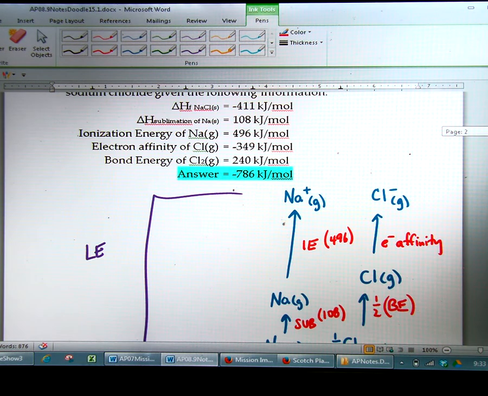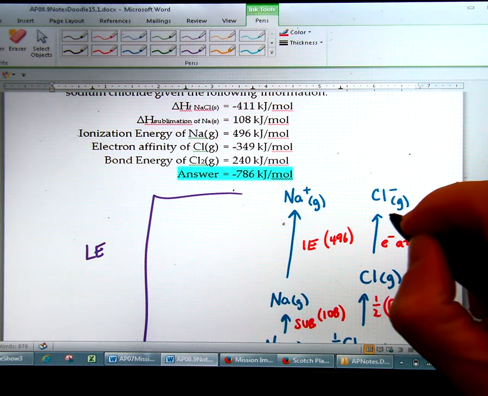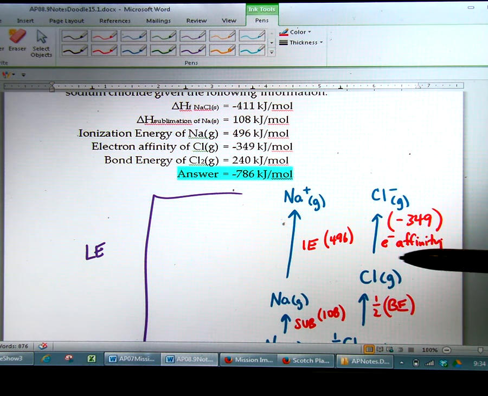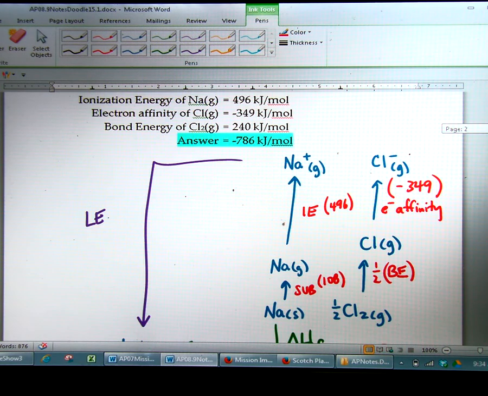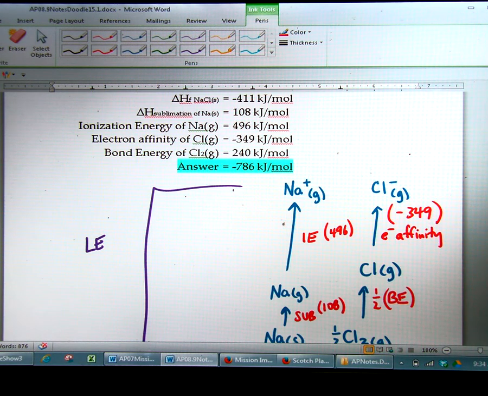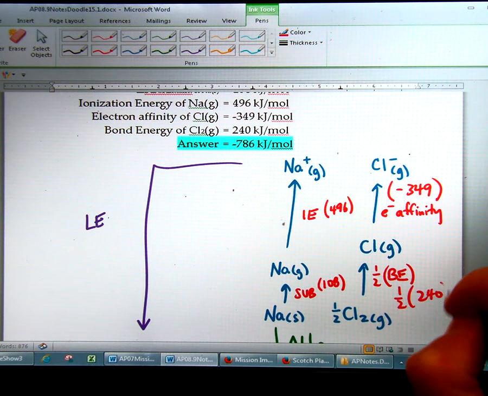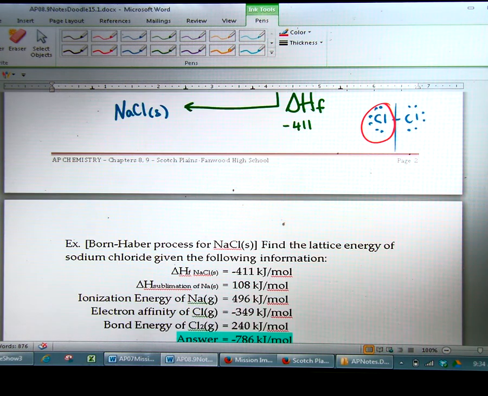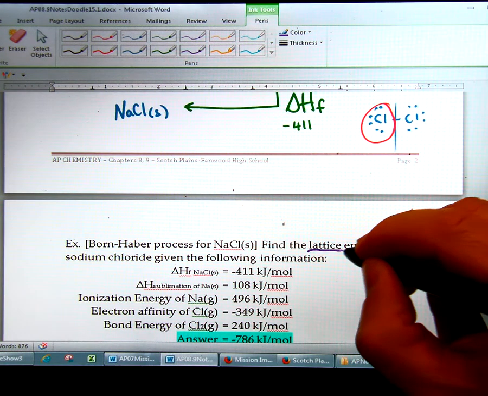And then it says the electron affinity is negative 349. So negative 349, because remember, electron affinity is energy actually being released. So technically this arrow should go down, but we're not going to go crazy with that. And then the bond energy is 240. So if I only have to pay half of the bond energy, I'm going to write 1/2 of 240. And lastly, we are trying to find the lattice energy. So we're trying to find this.